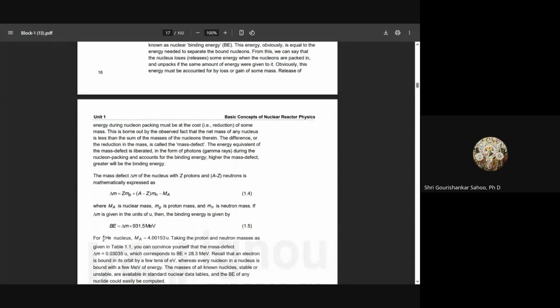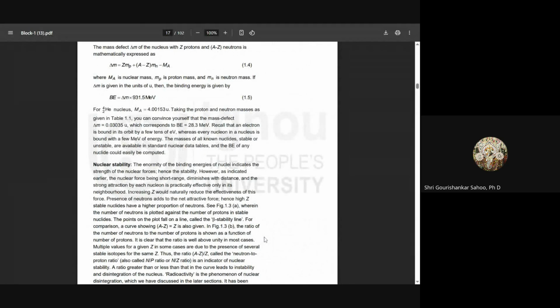An electron is bound in its orbit by a few tens of electron volt, whereas every nucleon in a nucleus is bound with a few mega electron volt of energy. The masses of all known nuclei, stable or unstable, are available in standard nuclear data tables, and the binding energy of any nuclide can easily be computed. Then, nuclear stability: the enormity of the binding energy of nuclei indicates the strength of the nuclear force, hence the stability.